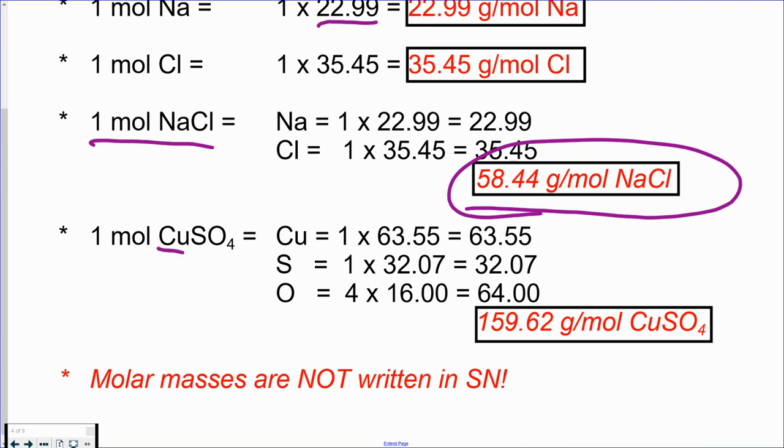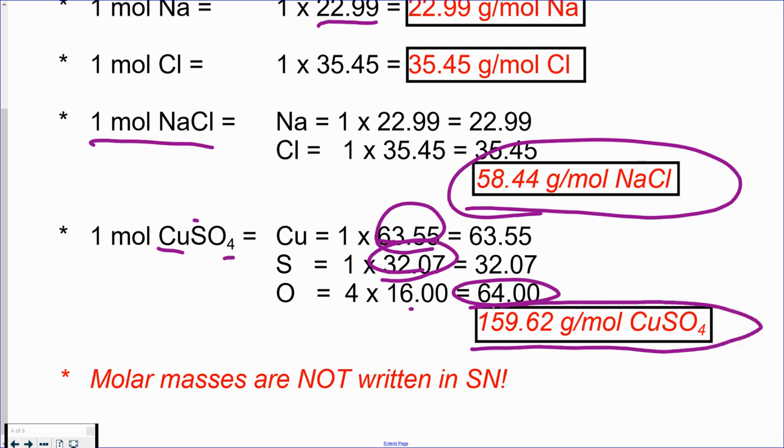When you come to something that's a little more complex, this is called copper 2 sulfate. You'll notice that there's 1 copper, so we have 63.55. You have 1 sulfur, so 72.07. And then you have 4 oxygen, so 4 times 16, giving us 64. Add those all up, giving you a grand total molar mass of 159.62 grams per mole of CuSO4.